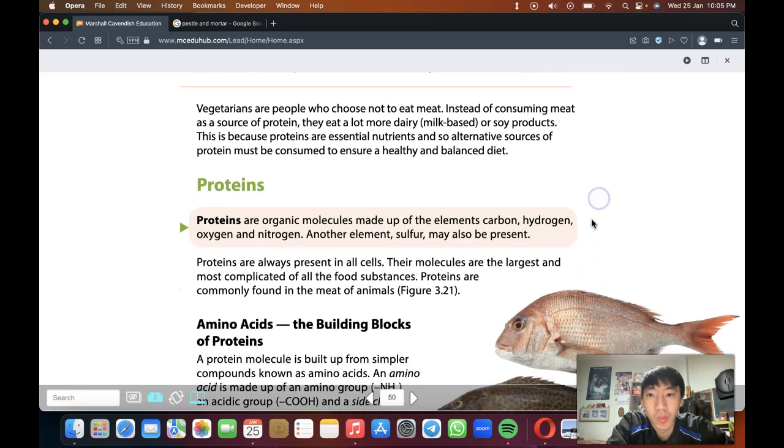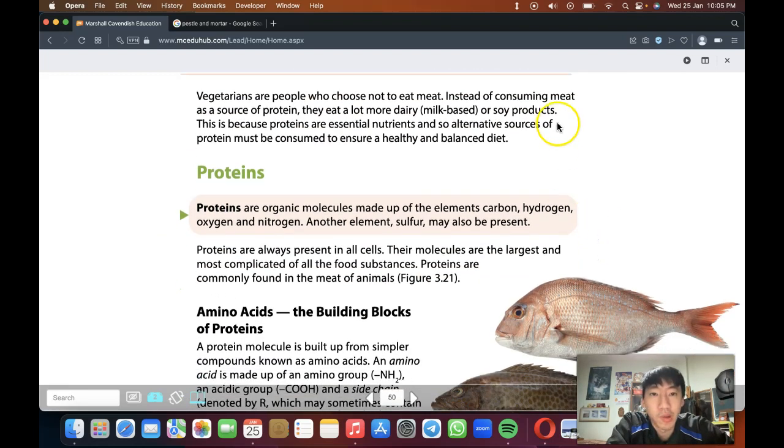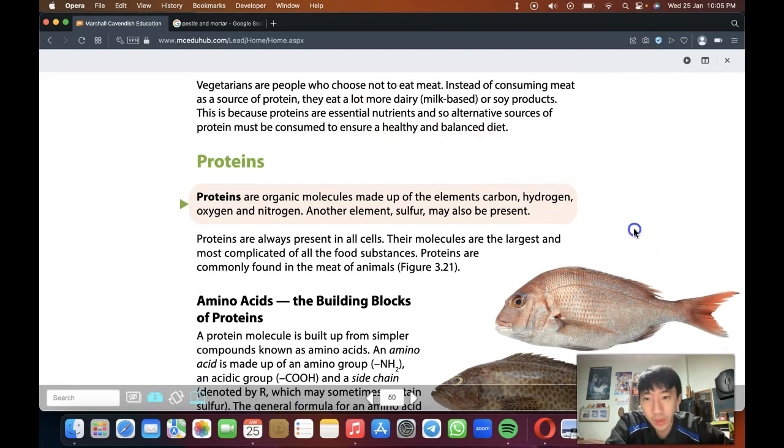Okay, so people who don't eat meat are called vegetarians. Since they don't eat meat, they have to eat more dairy products, milk-based or soya products. This is because proteins are essential nutrients, and so alternative sources of protein must be consumed. If they don't eat enough protein, they start to lose muscle and they start to feel very weak.